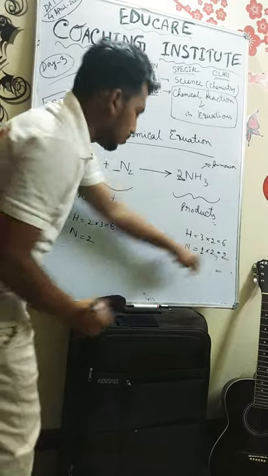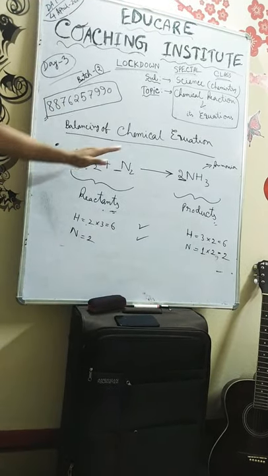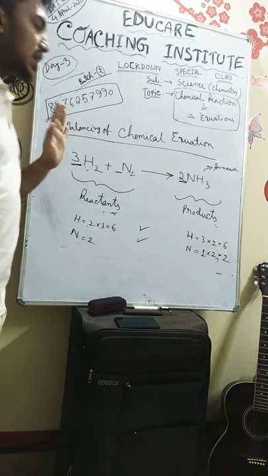2, 2. It is also balanced. So this is called balancing of chemical equation.